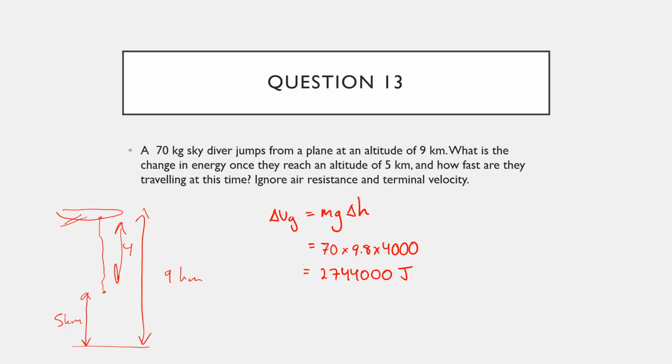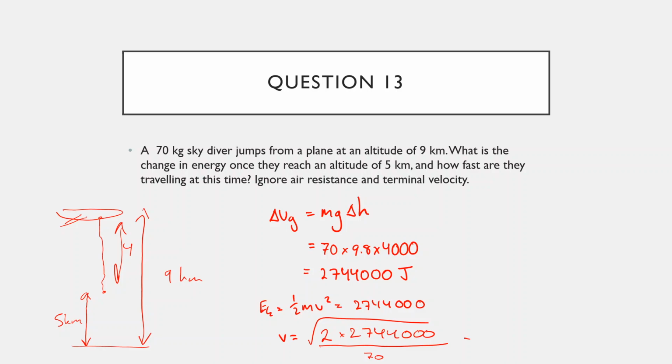All right, so we can go ahead and say that my kinetic energy is equal to half mv squared, which is equal to 2,744,000. All right, and our job here is basically to calculate v, which we can see is going to be equal to the square root of 2 times this energy here, so 2 times 2,744,000 divided by the mass of the skydiver, 70, and you end up getting something along the lines of 280.